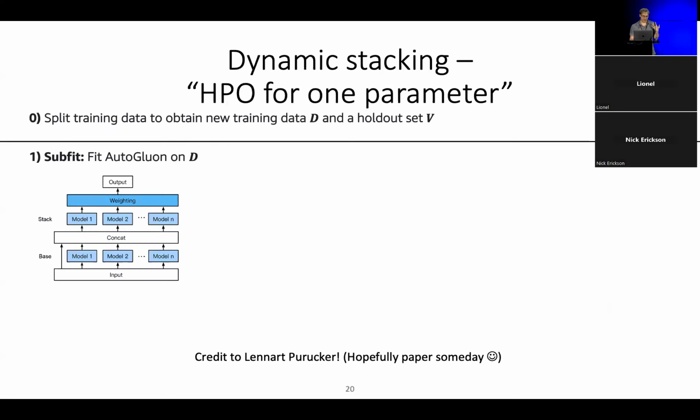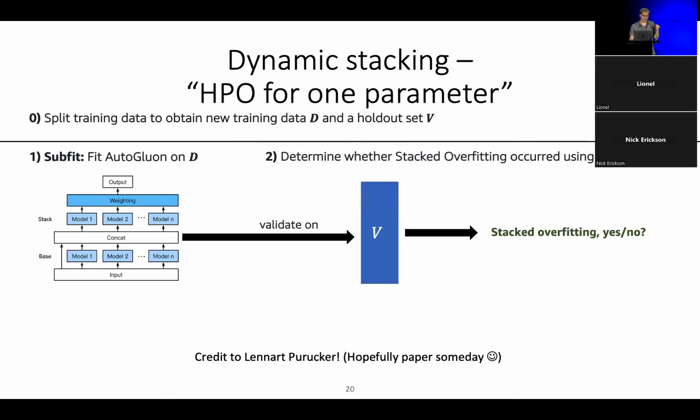But basically, the way we can fix it is we implemented something called dynamic stacking, where we have holdout data, which we then fit the stack ensemble on, and we check the individual components of the stack ensemble to see which of them overfit. Based on that, we can adjust how many layers of stacking we fit to basically avoid this tricky problem that we haven't actually solved yet inherently. And huge credit to Leonard Perker, who's in the audience. He's the one that implemented this. So congrats to him. Hopefully we'll have a paper someday.